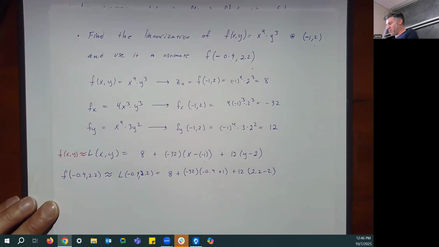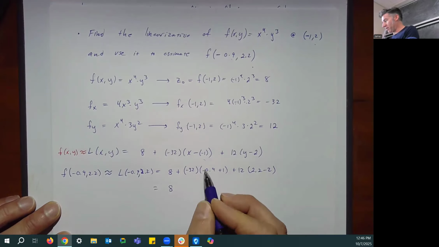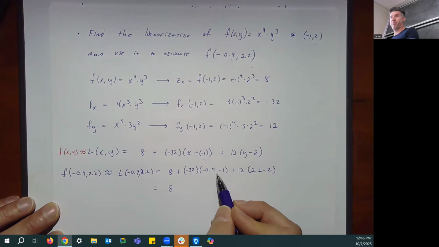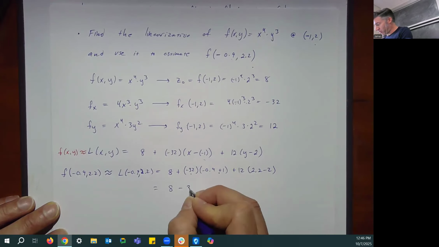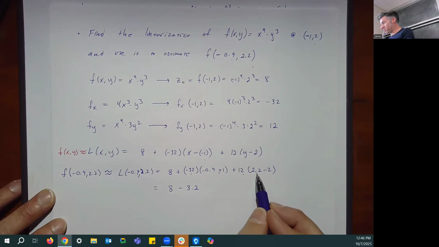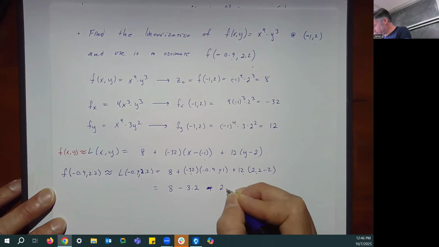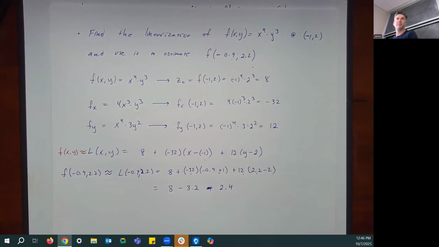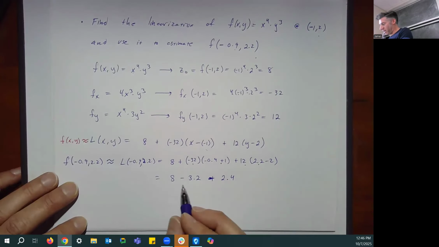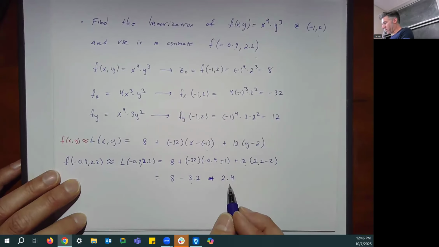And now we can see that the math isn't so terrible here. We're going to get 8, and then we have negative 32 times positive 0.1, which is just going to be 3.2. And we have 12 times 0.2, which is going to be 2.4. That's not too bad. So then you got 8 minus 3.2 is 4.8, plus 2.4 is 7.2.